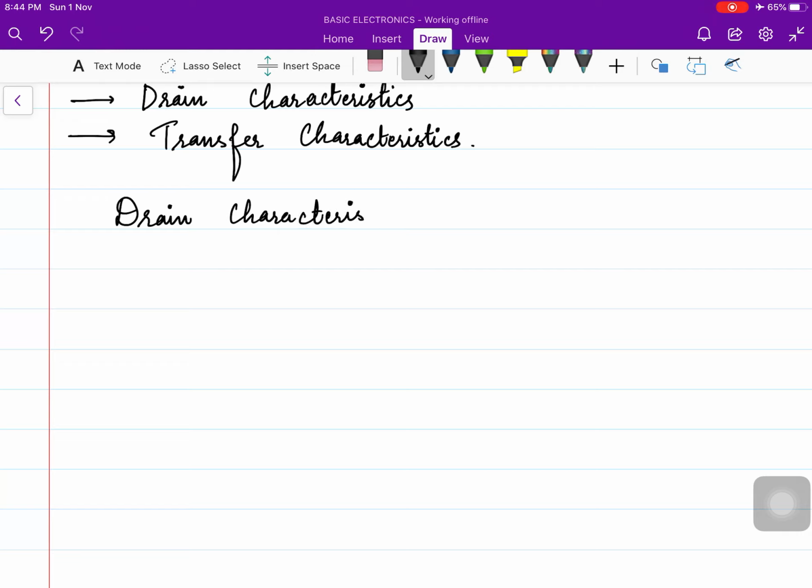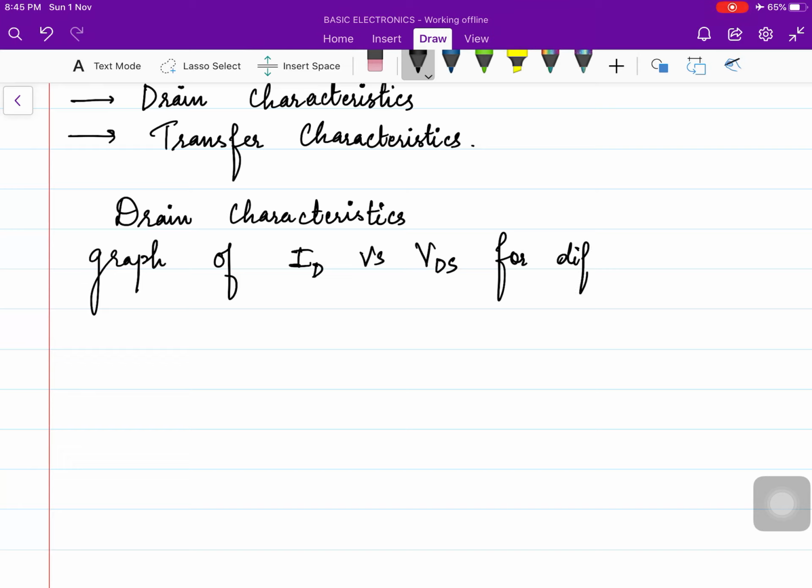As the name is characteristics, definitely it will be a graph between voltage and current. But this time, as the name is drain characteristics, it is very easy to remember that the graph will be between drain to source voltage VDS and drain current ID for different values of VGS. So, graph of ID versus VDS for different values of VGS.